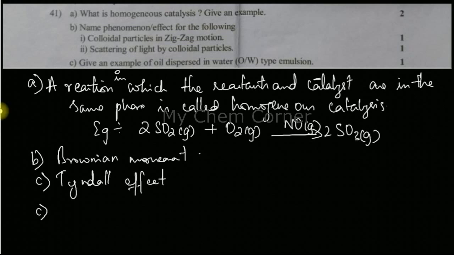Now, C part of the same question: give an example of an oil dispersed in water type emulsion. You can give milk, you can give vanishing cream, and all of that. So there's a table for this in NCERT which you can go through. There, each of these classifications of colloids is based on what is the dispersed phase and the dispersion medium. Two examples are given. Any one example you are expected to learn.